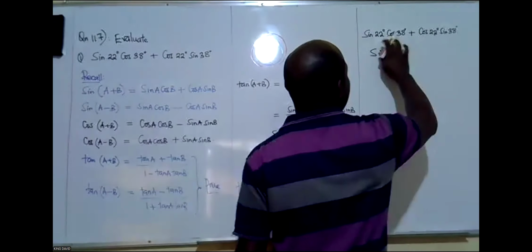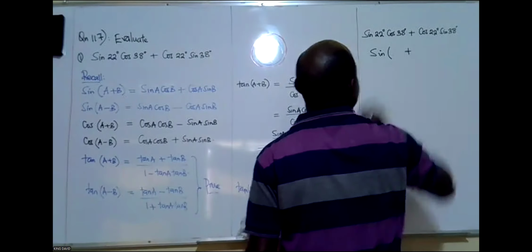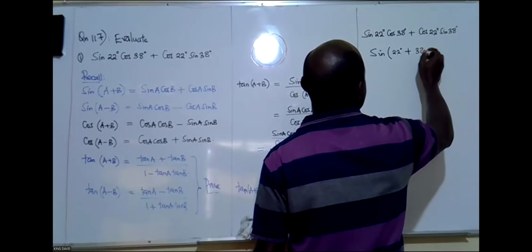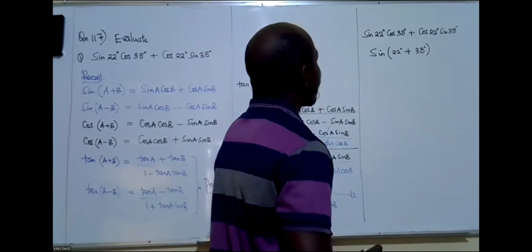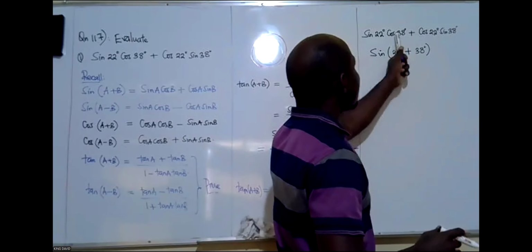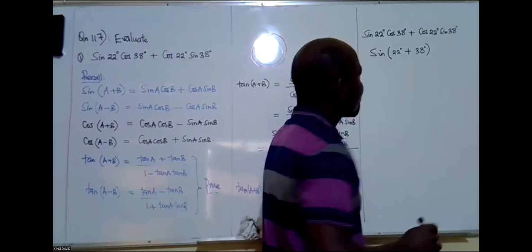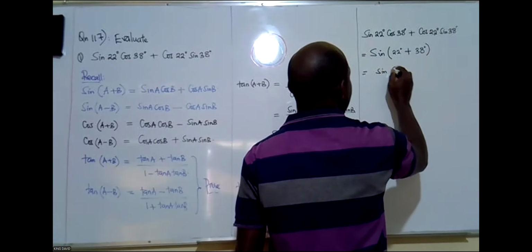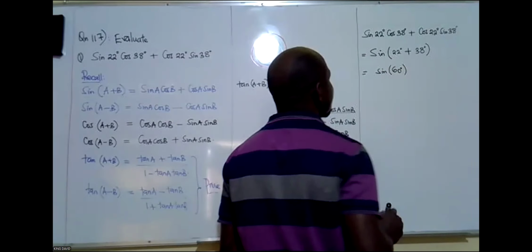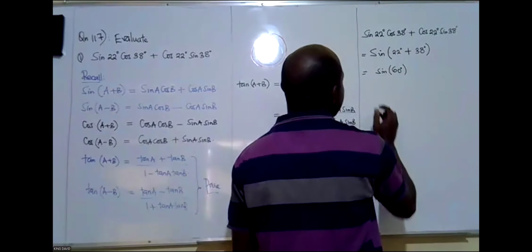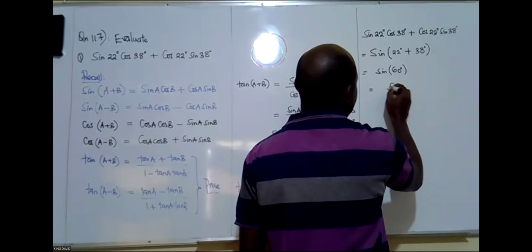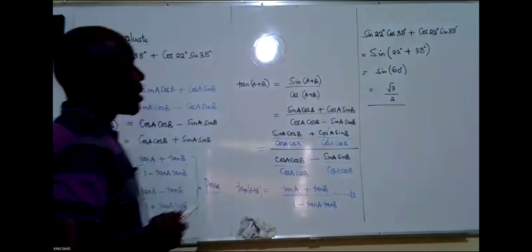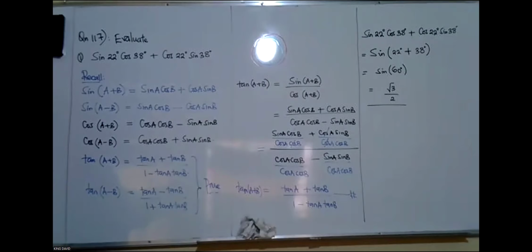So this being an expansion of sine, this plus is going to be maintained. So this is the sine of 22 plus 38. Those are our angles. So it becomes sine of 22 cos of 38 plus cos 22 sine of 38. So when we add these two, we shall get the sine of 60 degrees. And sine of 60 is actually root of 3 out of 2.